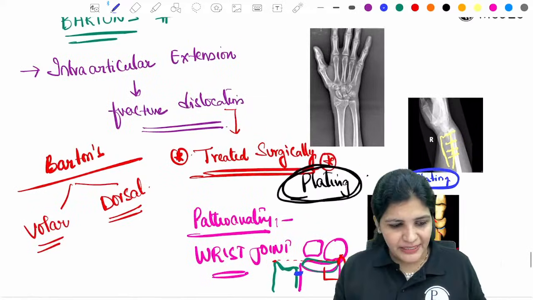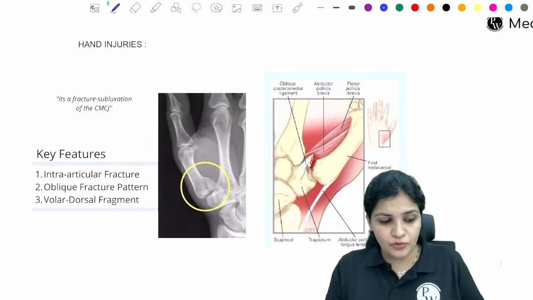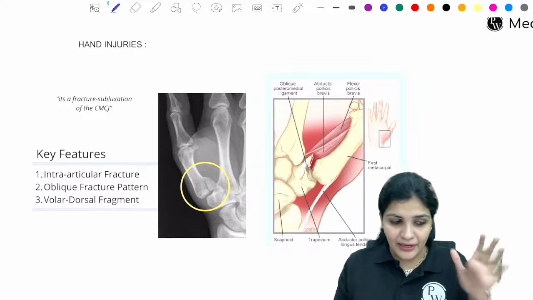Okay, so that completes the distal radius fractures. Now let us go to hand injuries. So in the hand also we have certain fractures which are again very, very important.